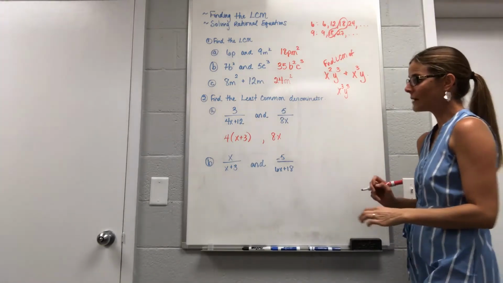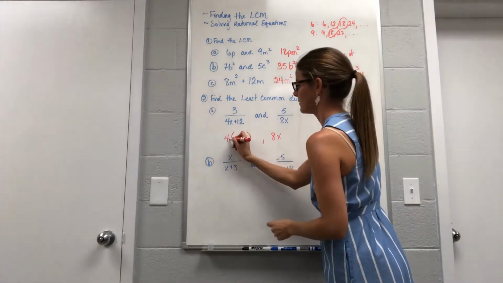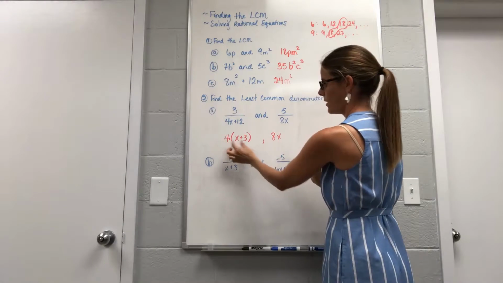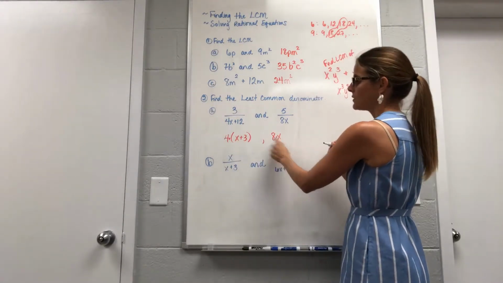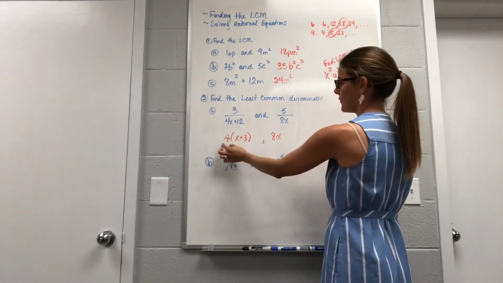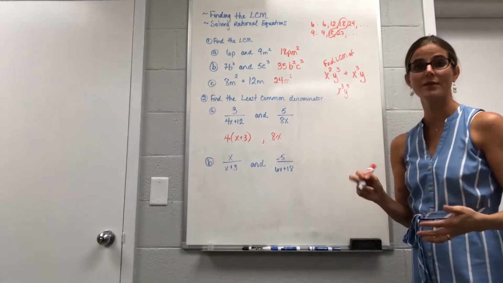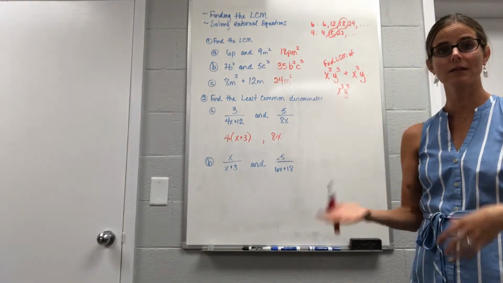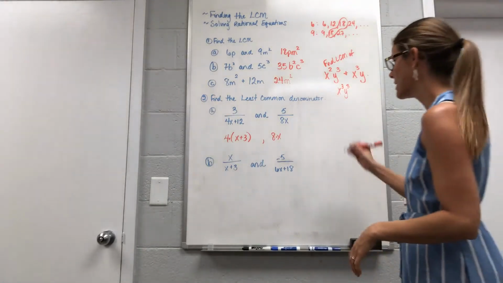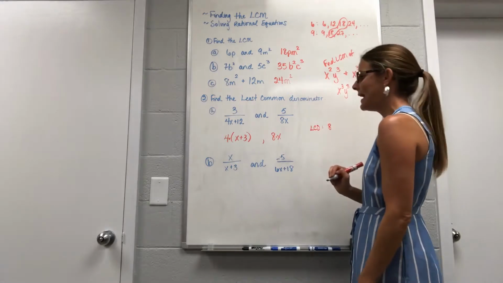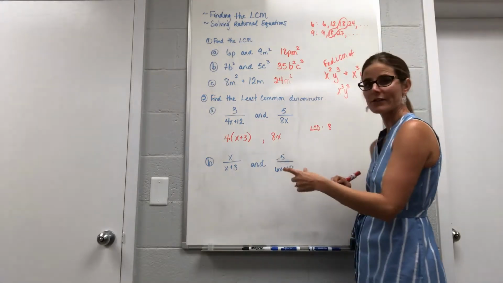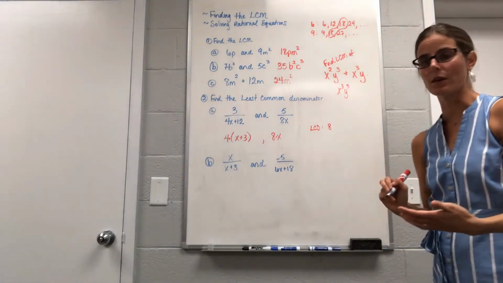So first thing I'm going to do, notice that you look at the factors here. The factors here are 4 and x plus 3. And here the factors are 8 and x. So if I look at the coefficients, 4 and 8, the least common multiple of those is 8. 8 divides 8, and 8 divides 4 evenly. So the LCD, I'm going to start with 8, and then I'm going to take each factor the most number of times that it occurs.